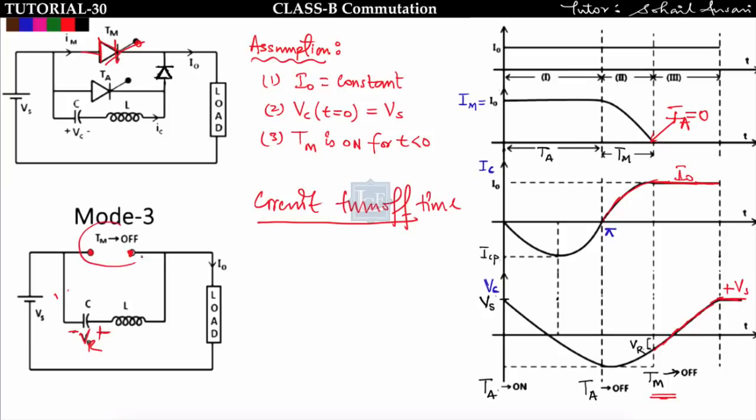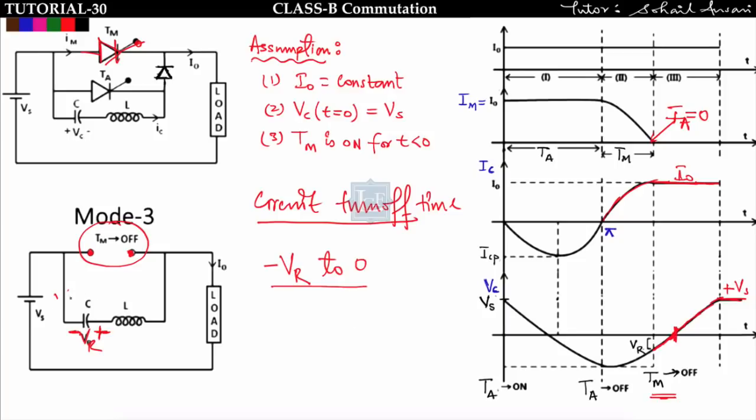So this thyristor will be in reverse bias till this capacitor voltage drops from minus VR to zero. Till then only, the voltage drop across the main thyristor will be negative, and circuit turn off time is defined as the time for which this thyristor is in reverse bias. For how much time will this thyristor be in reverse bias? When the voltage drop across this capacitor is negative, for that time the main thyristor will be in reverse bias. Is it fine? So the main thyristor is reverse biased from minus VR to zero.